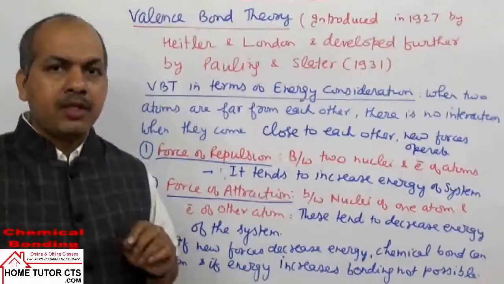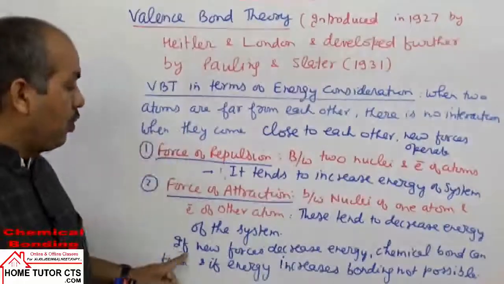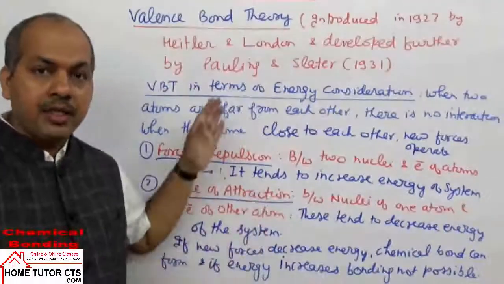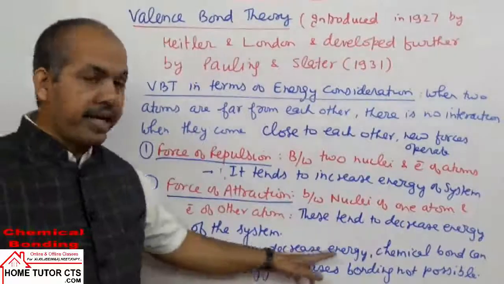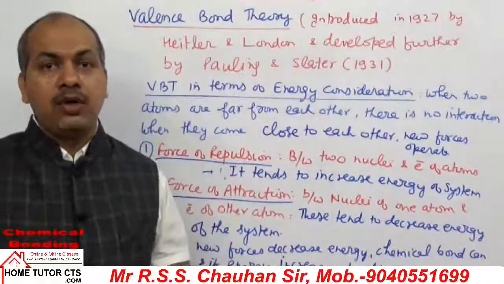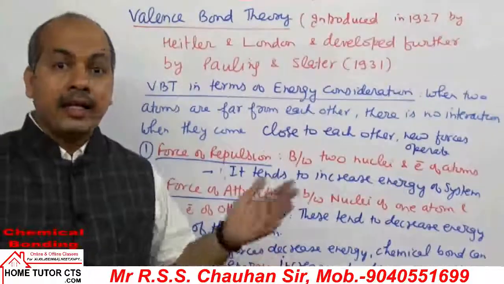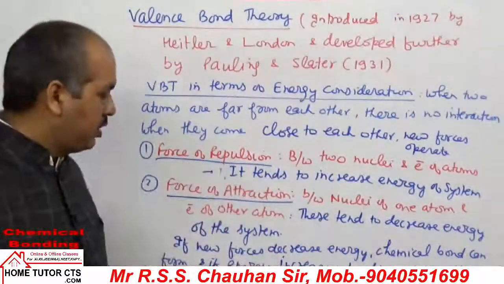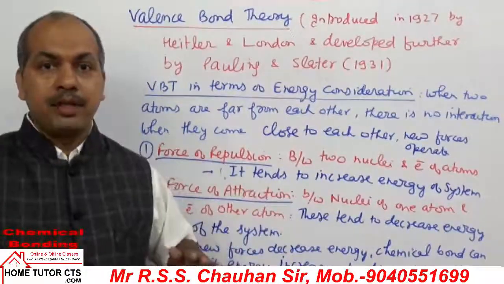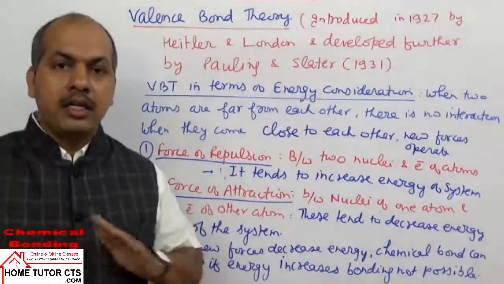Now what happens if we compare the net forces? If the new forces of interaction decrease the energy of the system, the possibility of chemical bonding exists. If the new forces increase the energy of the system, there is no possibility of chemical bonding. Then the possibility of chemical bonding doesn't exist.